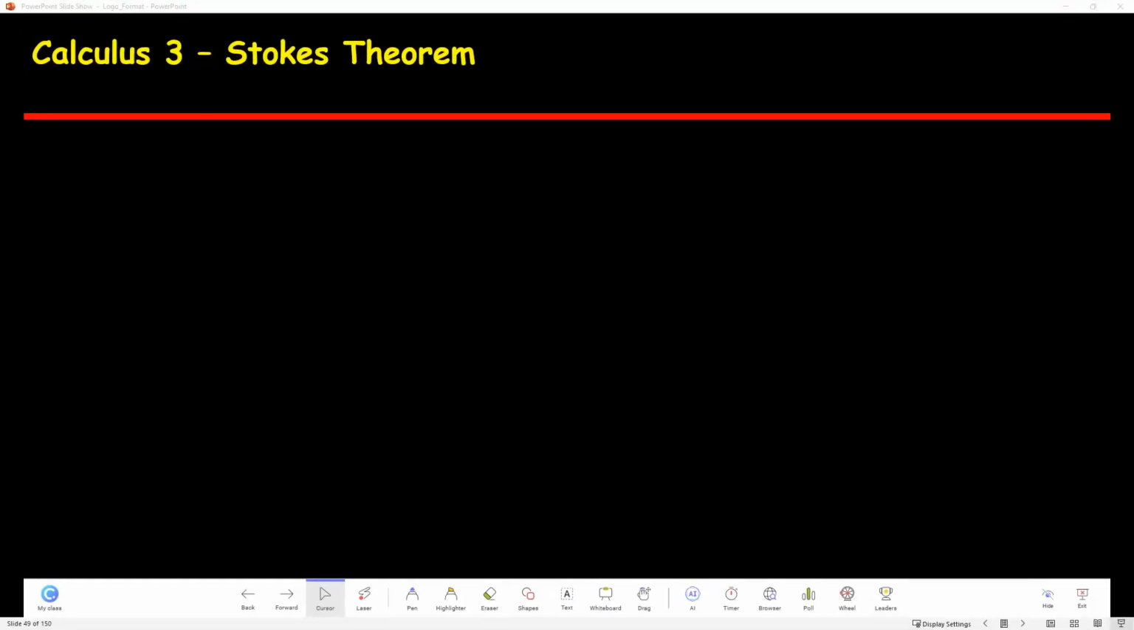Before we start Stokes' theorem, we're going to be talking about the physical implication of Stokes' theorem. It's a little bit complicated, but we need to use some sort of analogies to understand it. So let's write the definition, and then we talk about some analogies to understand this theorem.